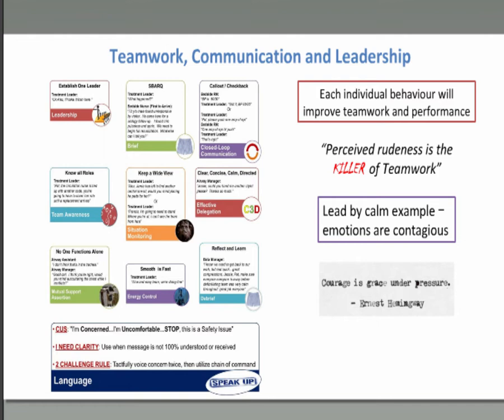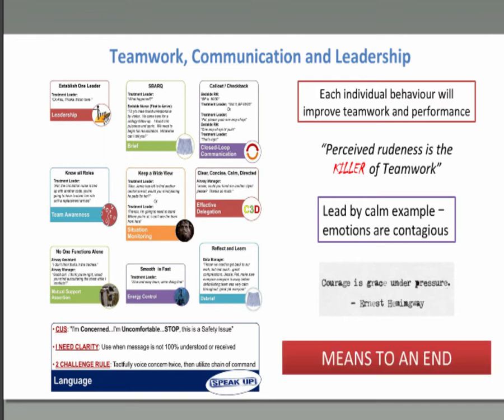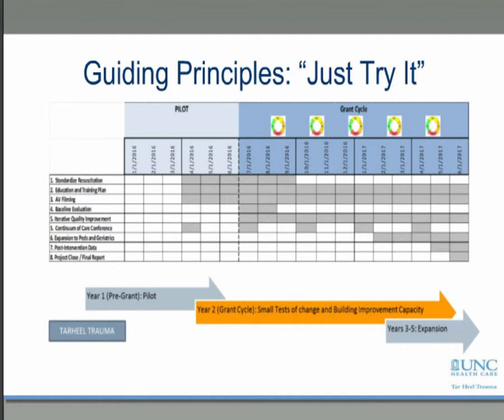So the message here is that TeamSTEPPS is a means to an end, the end being good patient care. I don't care if folks know about TeamSTEPPS, if they're employing these behaviors, I think we capture it here. And then we can talk about the brands later. The last principle is this idea of just try it.